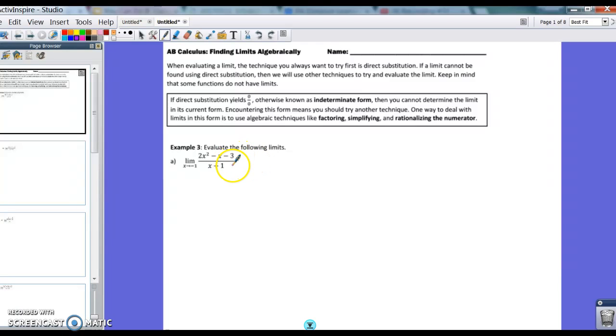The first one I want to show you is this first example, and we're going to use factoring to solve it. Let me show you what happens when we plug -1 in directly. If I do direct substitution with -1, I have 2 times -1 squared minus -1 minus 3 over -1 plus 1, which gives me 2 plus 1 minus 3 over 0. That gives me 0 over 0, and we cannot have that form.